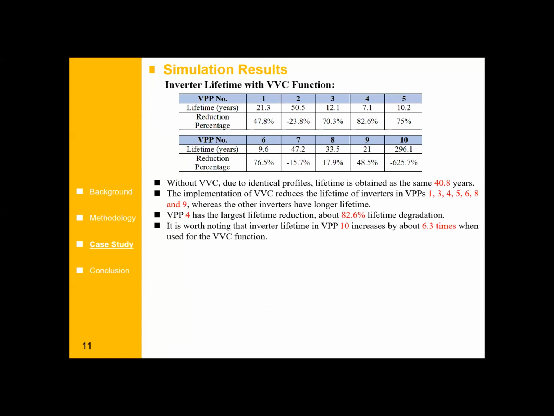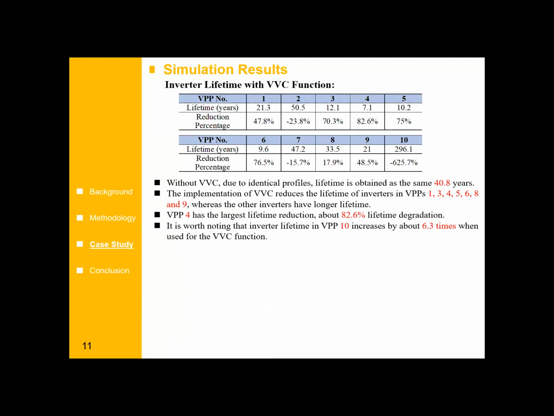So, the inverter lifetime with VVC function. This table gives the calculated lifetime. The first row is the calculated lifetime, and the second row is the reduction percentage compared to the case without the VVC function. Without the VVC function, due to the identical profiles, the lifetime is obtained as the same, 40.8 years.